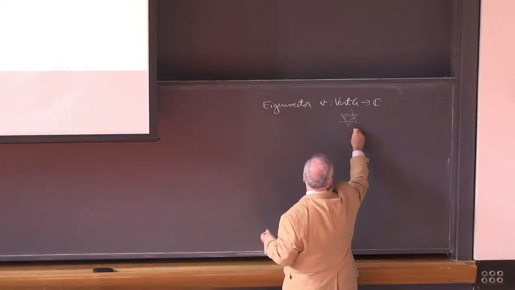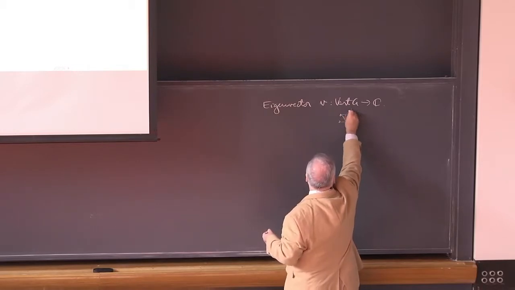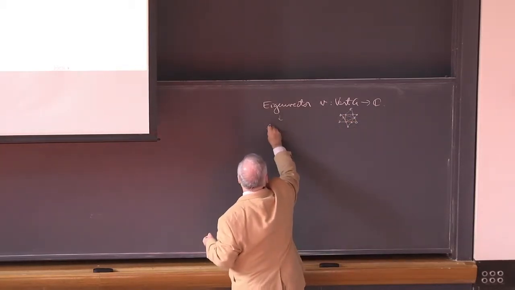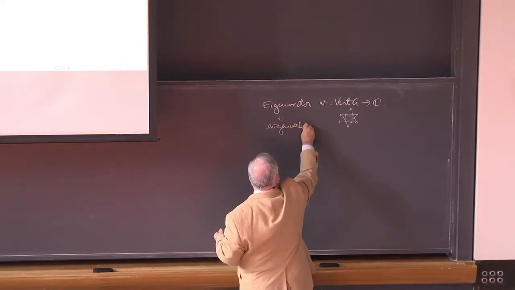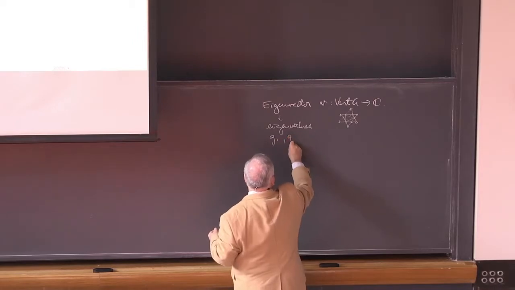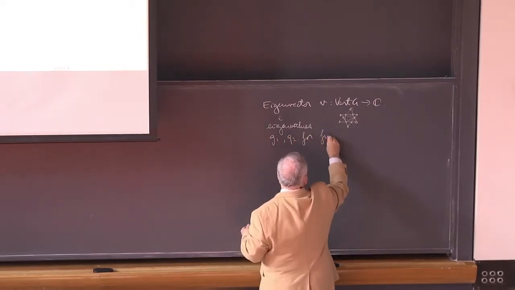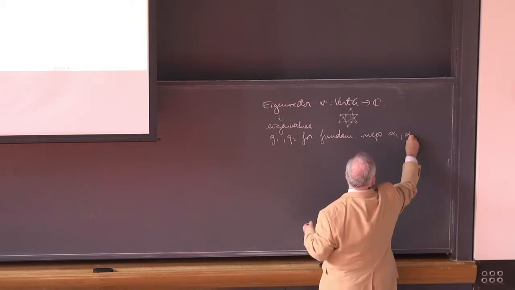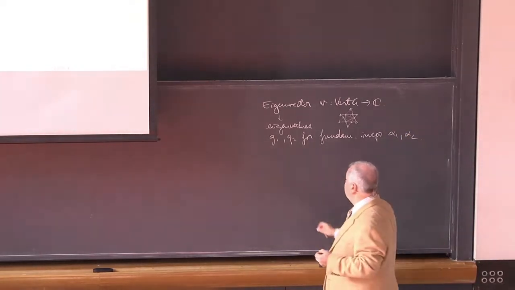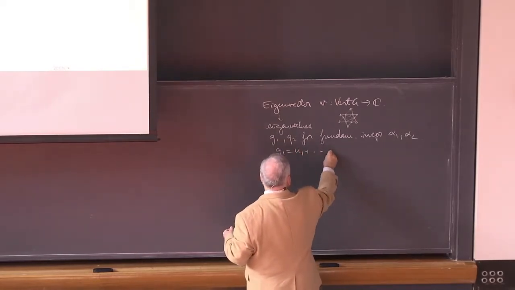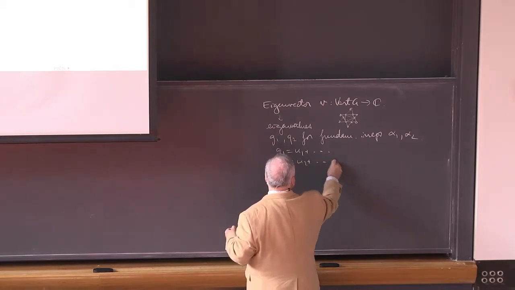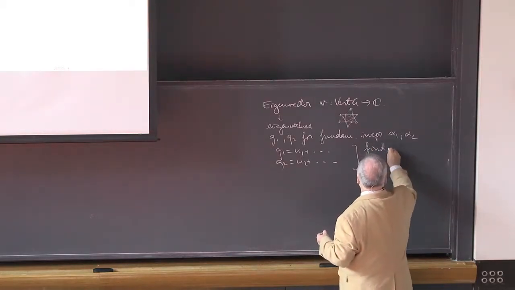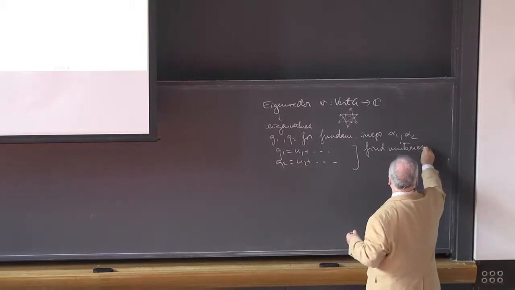So we take an eigenvector. These are some numbers at every vertex. And this has eigenvalues, let's call them G1 and G2 for the fundamental representations, alpha 1 and alpha 2. And you write the equations there. So you write G1 is equal to U1 plus, and so on. G2 is equal to U2 plus, and so on. And you solve, and you find unitaries.